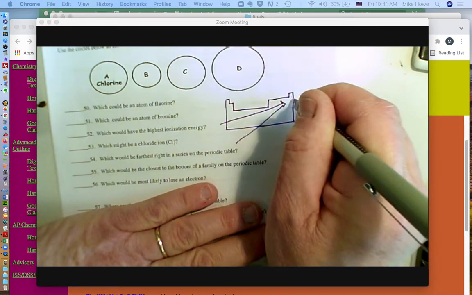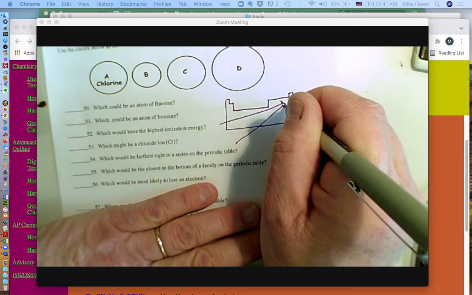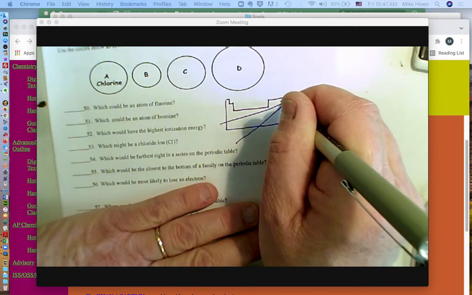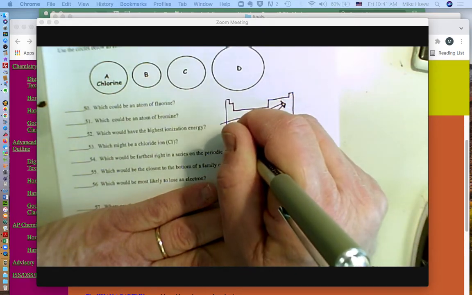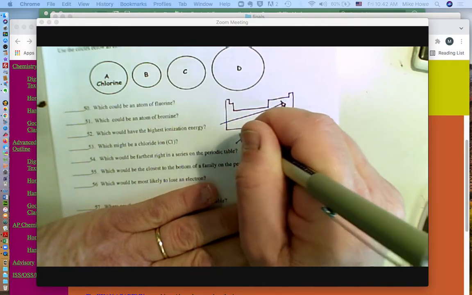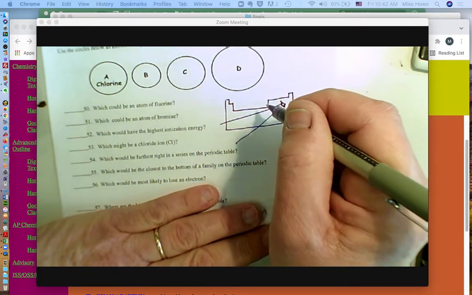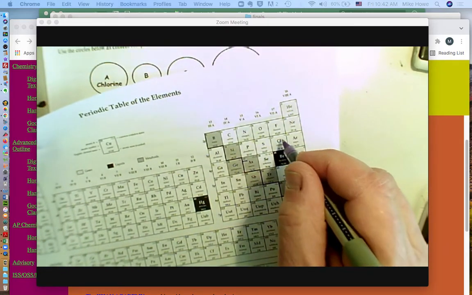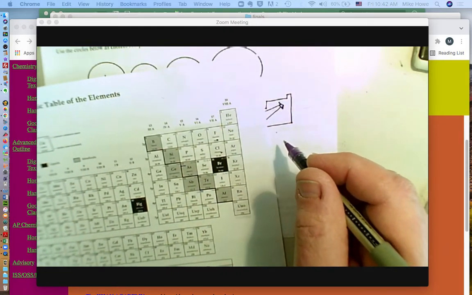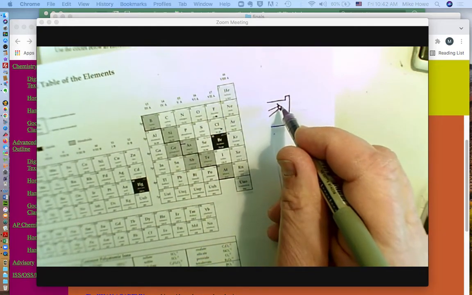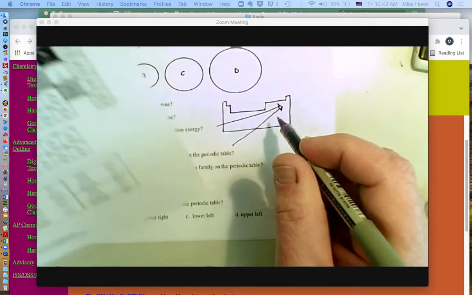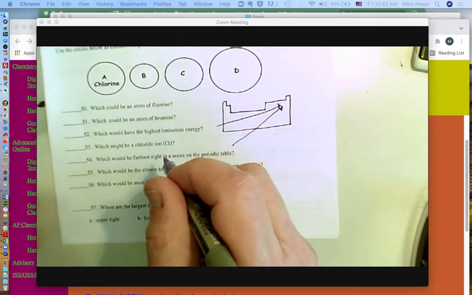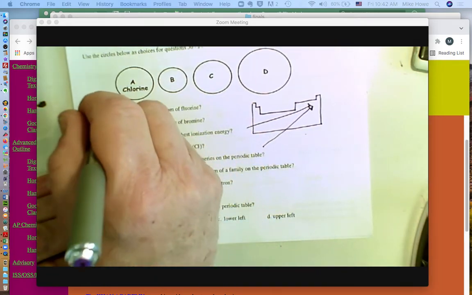As you move up and to the right, atoms get smaller. And as you go down and to the left, atoms get bigger. Okay, so now which could be an atom of fluorine? If you look at a periodic table, here's chlorine, here's fluorine. Would fluorine be bigger or smaller? Well, fluorine's further up, so fluorine would be smaller than chlorine, so the atom of fluorine would have to be letter B.